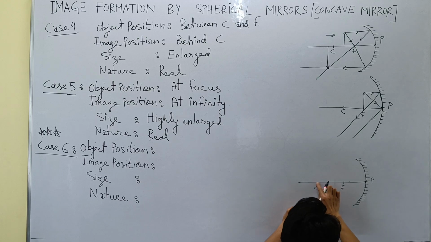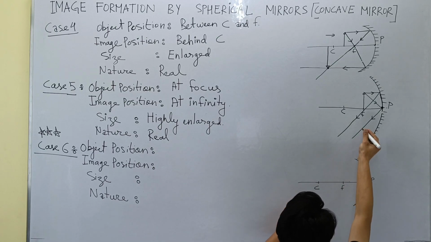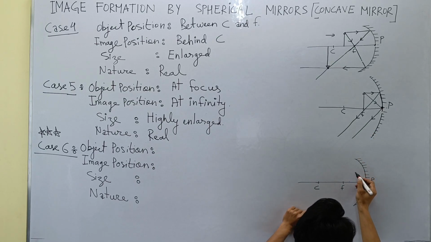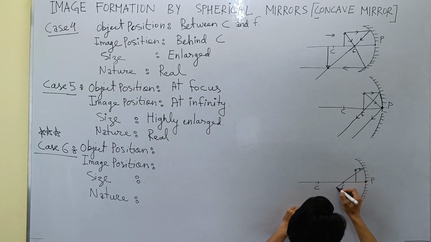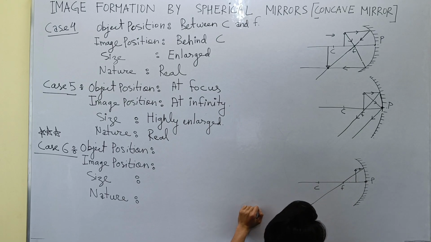Now where will the object be? The object will be between F and P. Previously it was at F, now it will be between F and P. So let's make the object here between F and P. Then rule number 1: the ray which goes parallel, after reflection will pass through focus. Remember class, it will pass through focus, so let the ray pass through focus.